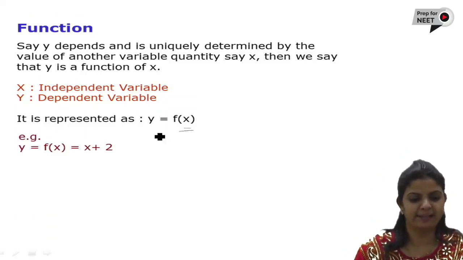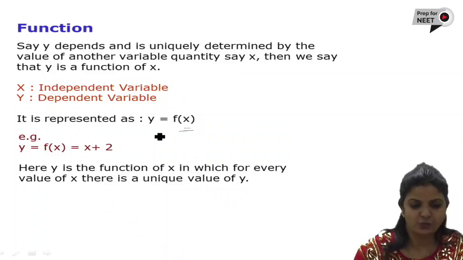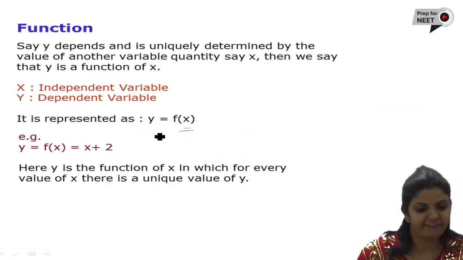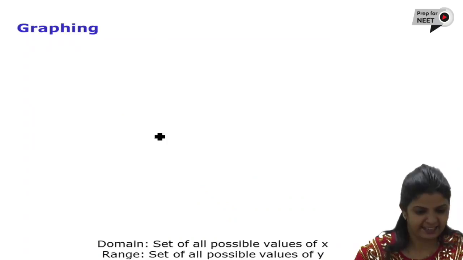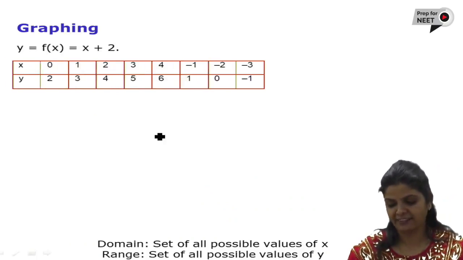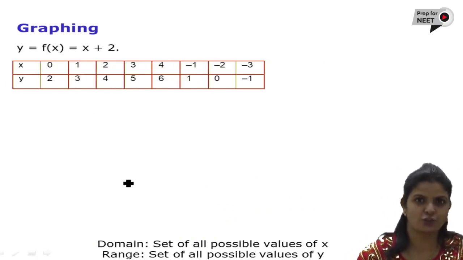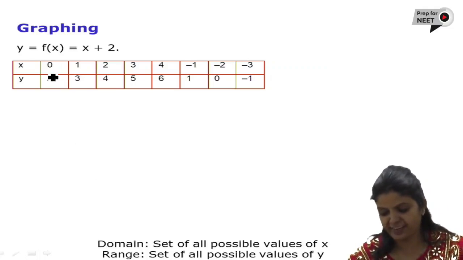Now, for example, f of x is equal to x plus 2, right? So here y is a function of x in which for every value of x there is a unique value of y, right? So now let's check the graphing. We have the function, as I said, y is equal to f of x is equal to x plus 2. What we need to do is choose different values of x.